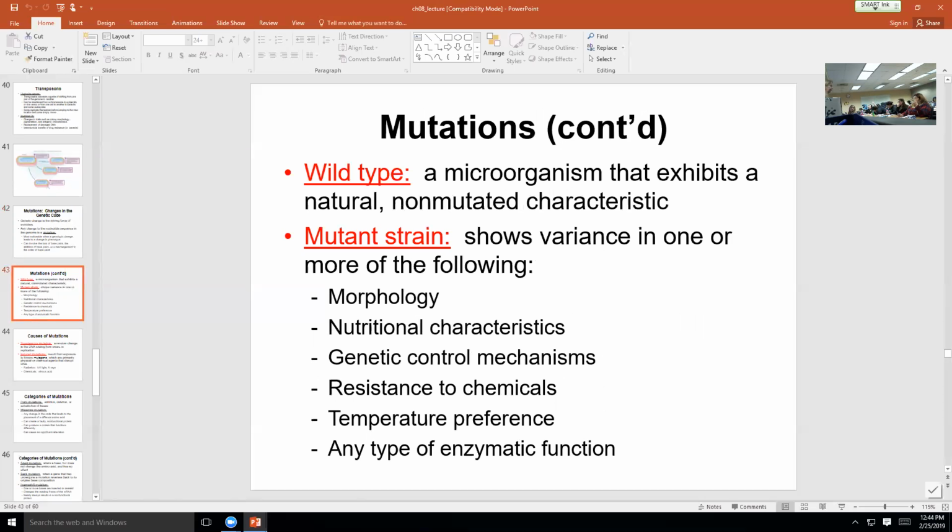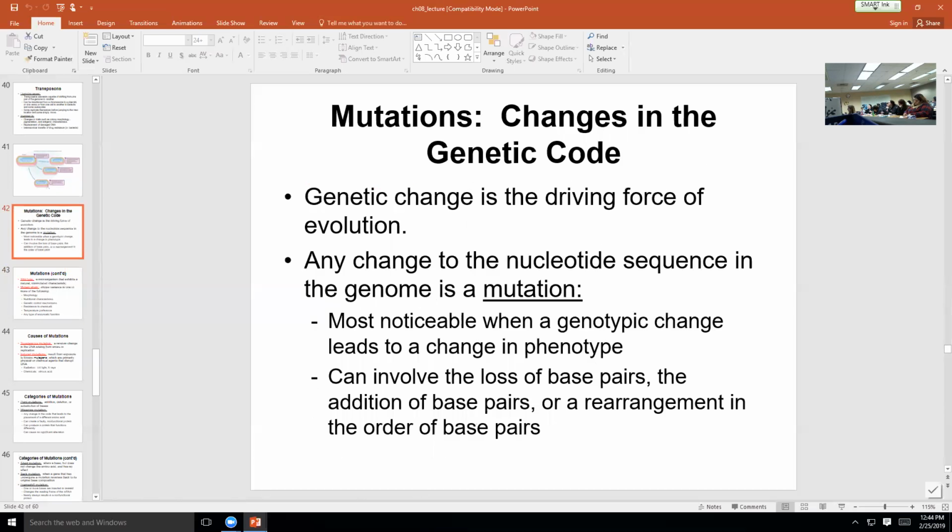Yes? You said if they change and they have the same amino acid, what are they called? Benign. Okay. Just benign, meaning it's harmless, kind of. It doesn't really change. So when you hear about a wild type, that's a microorganism that's natural, with non-mutated characteristics. So that's what's referred to as the wild type.